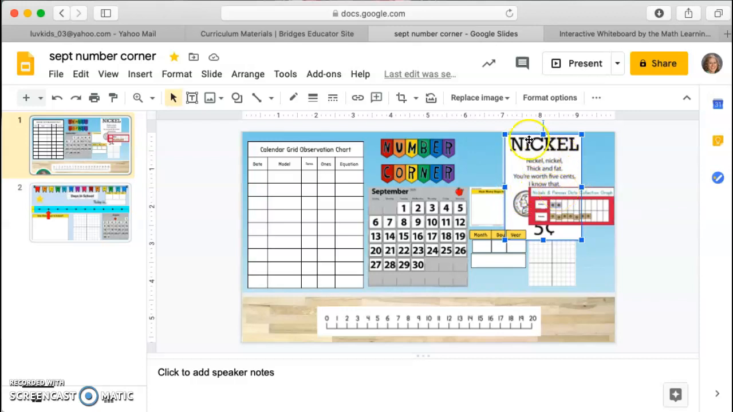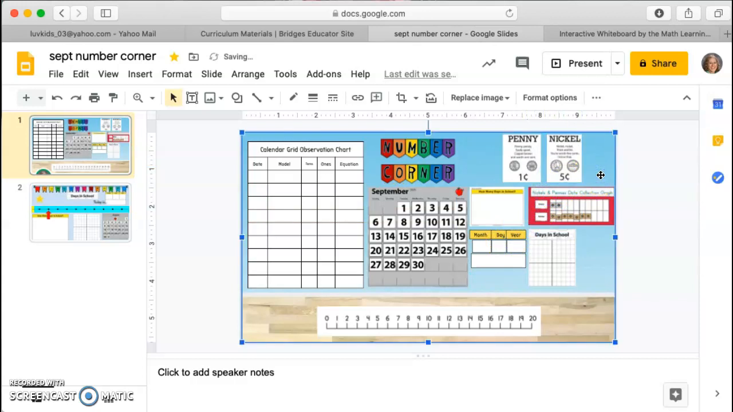Now it's your turn. Nickel. Awesome job, friends. When you are done, what you're going to do is take a picture of your notebook and then put that picture on the slides that you are turning in.